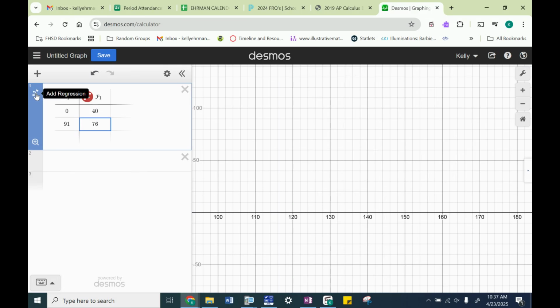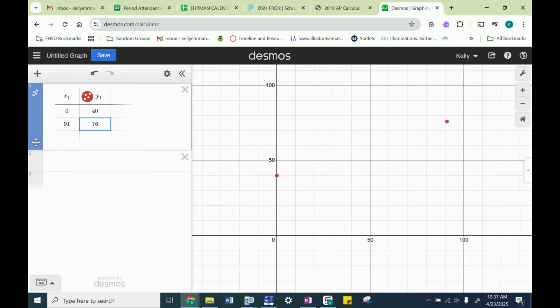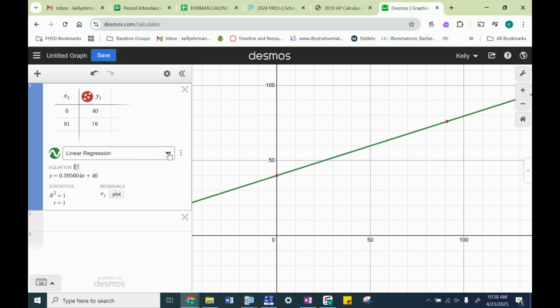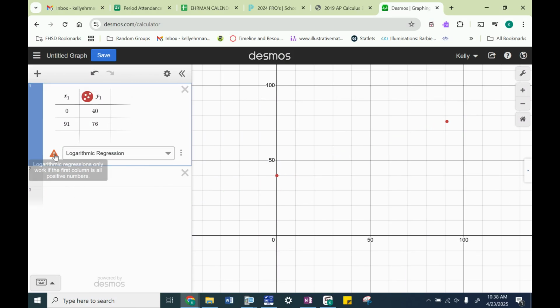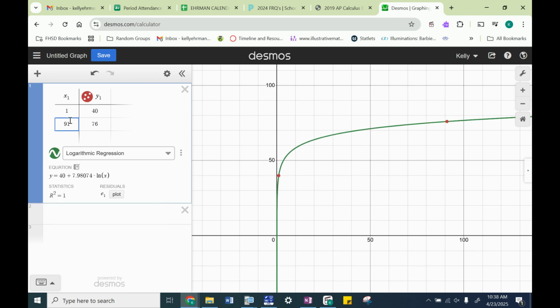When you enter in a table, it will give you this little add regression feature right here, and this is true on our AP test as well. Down here is zoom fit, which will take you right to those 2 points. I think that's smart to do. Now, if I click regression and try to pick a log regression, there's an issue. It says logarithmic regressions only work if the first column is all positive numbers. You can't have a 0 right here. You could put in 0 plus 1 and 91 plus 1, and it will give you the correct answer, but that's not exactly the model they wanted.